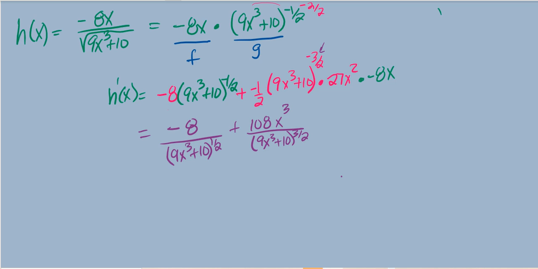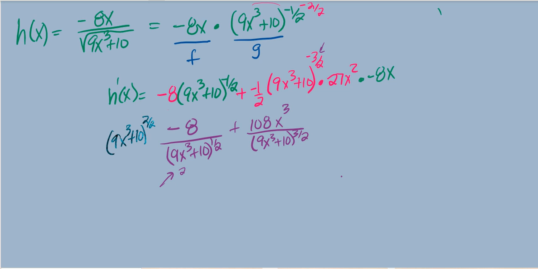Now we would combine our two terms together, which would mean that we would need to have the same denominator. So if I'm looking at this, this is 9x cubed plus 10 to the 1/2, and this is 9x cubed plus 10 to the 3/2. That means this side is missing 2 of them, right? So I would need to multiply this left-hand side by 9x cubed plus 10 to the 2 over 2.